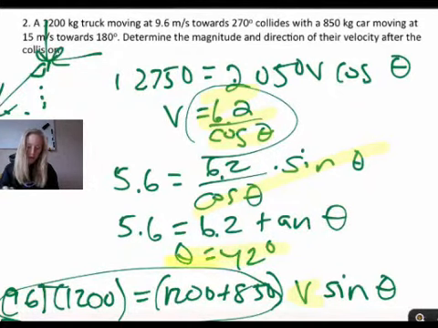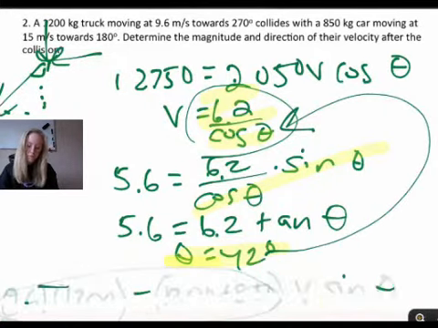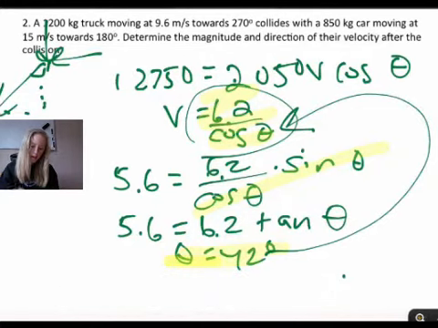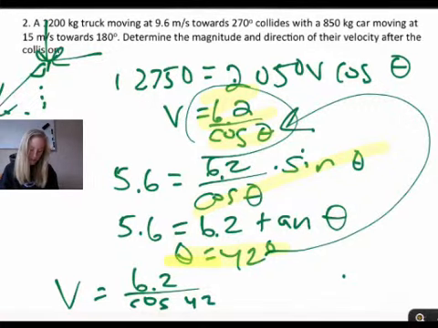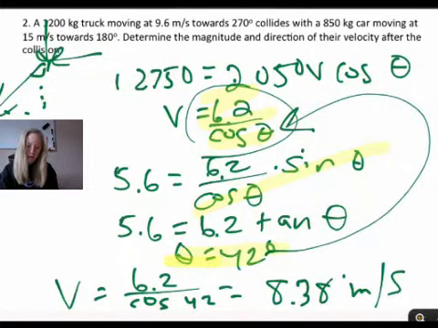But we also want to know the velocity, so plug that back into the one where you already rearranged it for velocity. And you get v equals 6.2 divided by cosine of 42. So that's 6.2 divided by 0.74. And you get 8.38 meters per second. So your answer is 8.38 meters per second at 42 degrees.